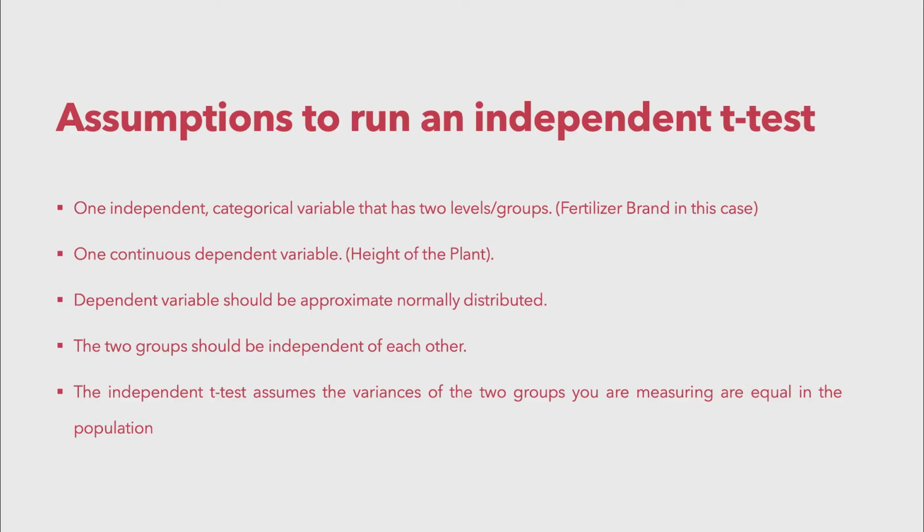And lastly, the independent sample t-test assumes that the variances of the two groups you are measuring are equal in the population. So when we apply this test, we will also get the Levene's test values, which I'll explain to you when we go to the output windows.